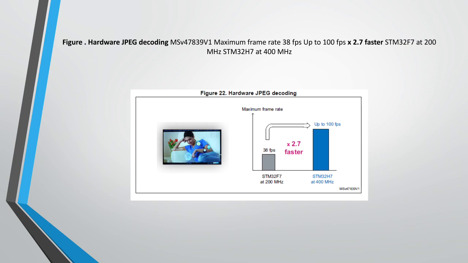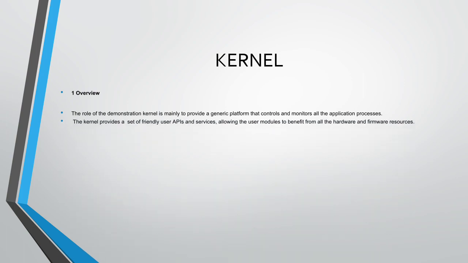Let's look into some of the kernel options available in the STM32H7. Let's quickly go into the overview. The role of the demonstration kernel is mainly to provide a generic platform that controls and monitors all application processes. The kernel provides a set of friendly user APIs and services, allowing the user modules to benefit from all the hardware and firmware resources.